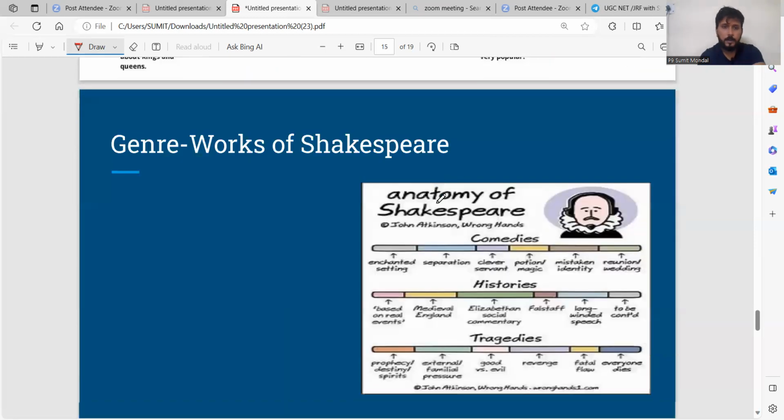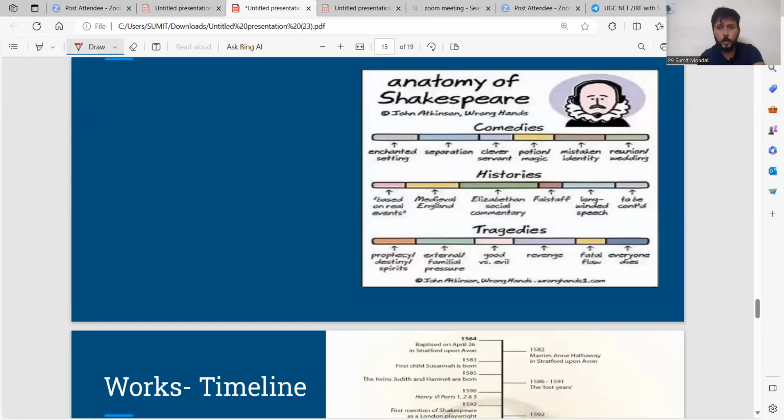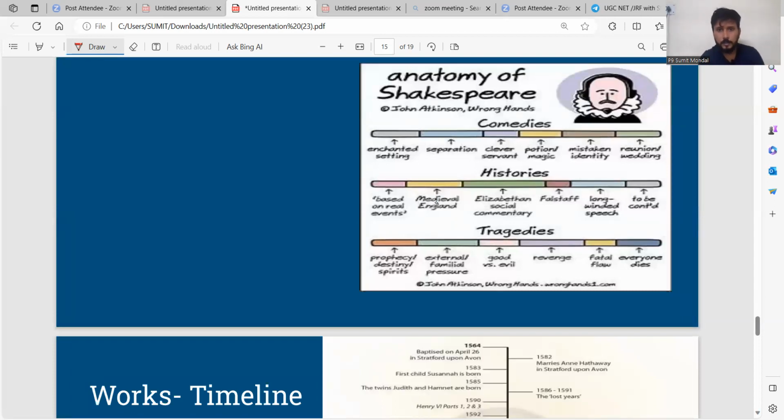Now we'll be looking at a few genres. Look carefully at the features of the 3 important genres that Shakespeare wrote, preferably comedies, histories, and tragedies. Comedies: important for enchanted settings, separations. Please remember this. Clever servant is another important prototype character, because comedies at that moment used to be written for the poorer sections, not the royal sections, but for the lower class.